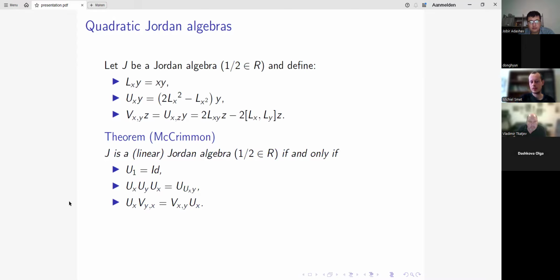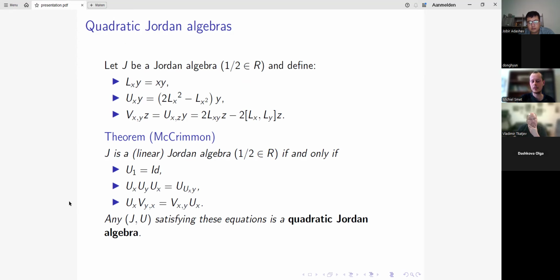So what you can show is that J is a Jordan algebra if and only if these U and V operators satisfy three identities. You see the identities on the slide, and this is then precisely the axiomatization of a quadratic Jordan algebra. So you have a module J, a quadratic map U, and these equations have to hold over all scalar extensions. If that is the case, then you have a quadratic Jordan algebra.